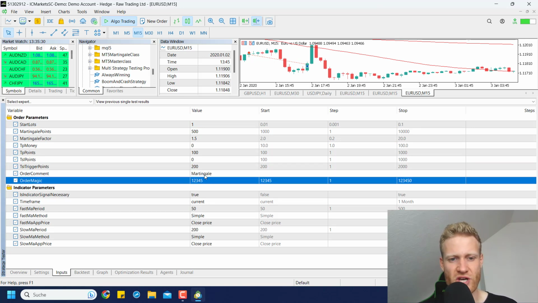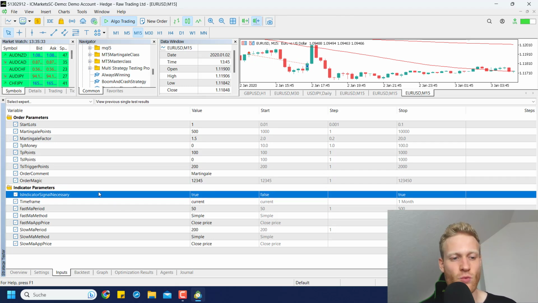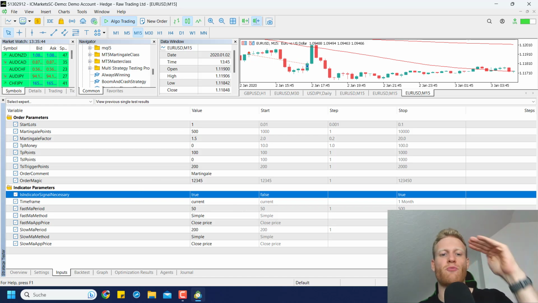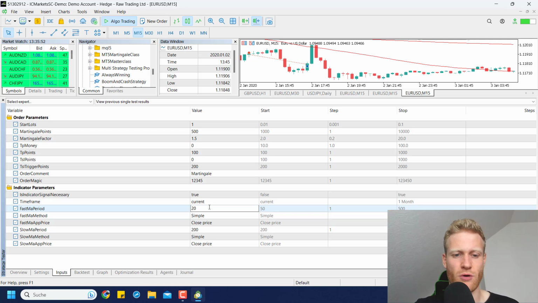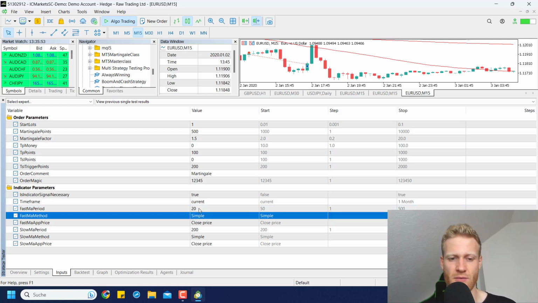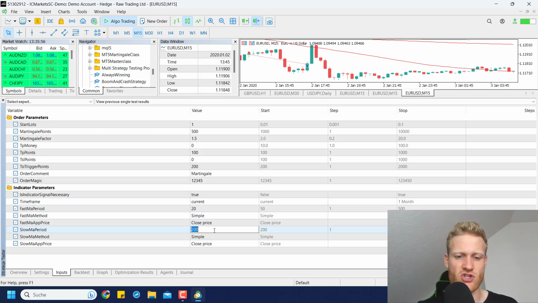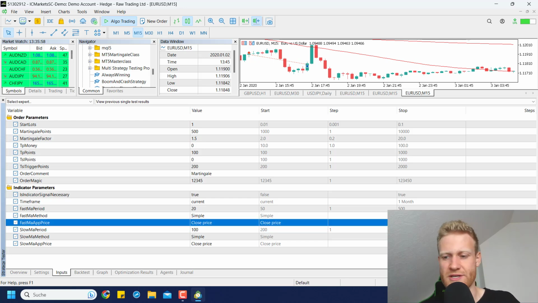Also, we can of course change the order comment, the magic number. This doesn't really affect the program. Then we can decide if we want to use the indicator signal for the martingale trades. We could just go with the grid right away, so every 500 points, there's another trade. But we could also choose to apply this entry signal with the 2 indicators for every trade. Also, of course, we can change the periods of these moving averages, maybe to 20 and to 100.